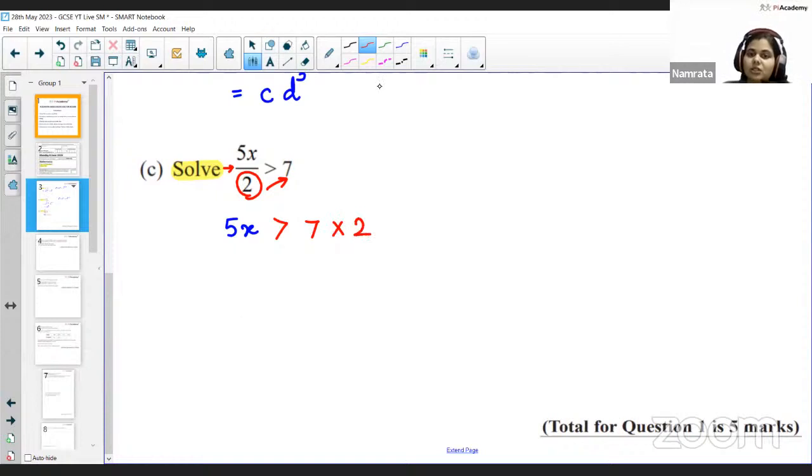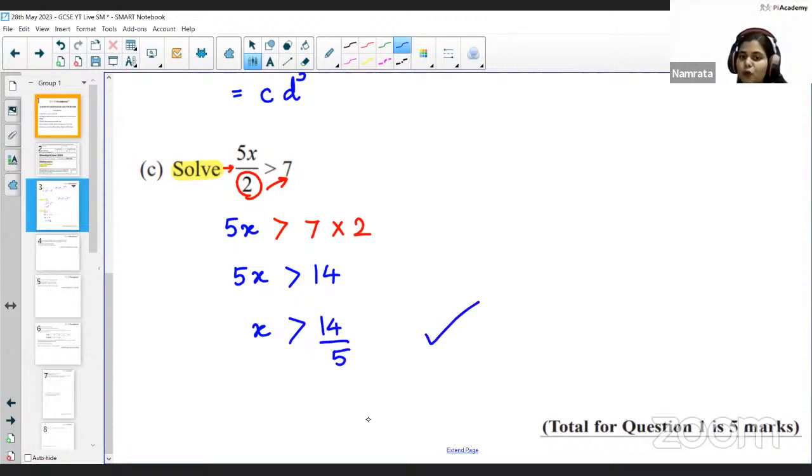Great. Moving on to the next step. That makes it 5x greater than 14, which will be x. Now, if we carefully observe, it is 5 times x. So when 5 goes to the other side, it becomes division. Absolutely right. So the inequality that should be followed here is that the value of x should be greater than 14 over 5.